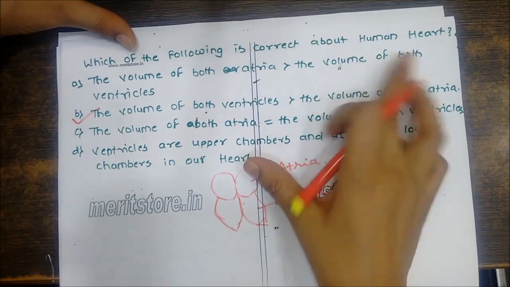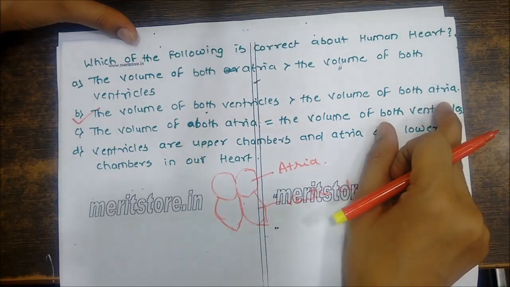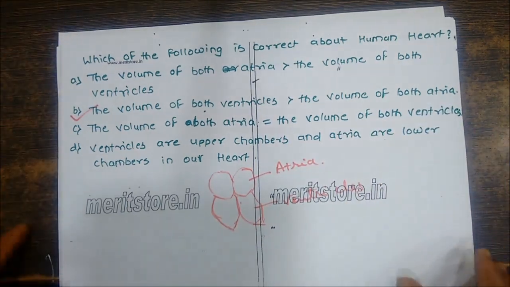Which of the following is correct about the human heart? The volume of both ventricles is greater as compared to the volume of both atria.